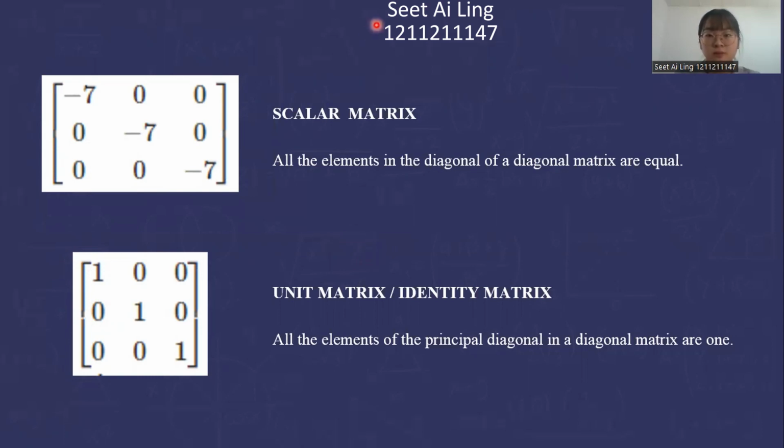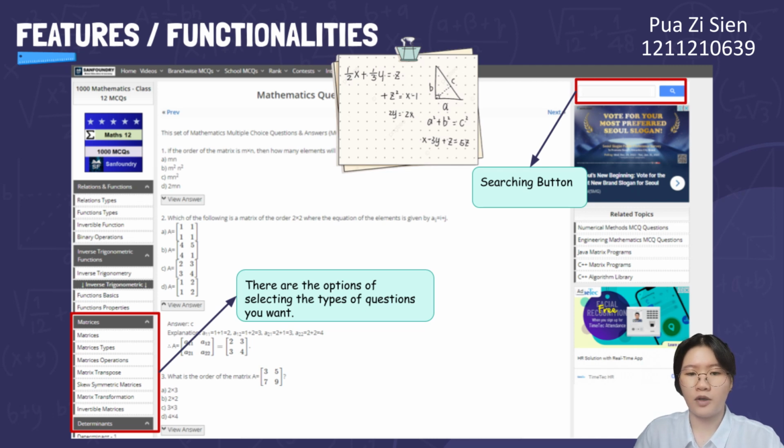Hi everyone, I'm Pan Zixian. Now I'm going to introduce the features and functionality of the website. On the website, we can see that there are numerous options for selecting the type of question you want to answer, such as basic matrix, matrix types, matrix operations, matrix transpose, skew symmetric matrix, matrix transformations, invertible matrix, and more. If you cannot find the questions, you can use the search button on the website.